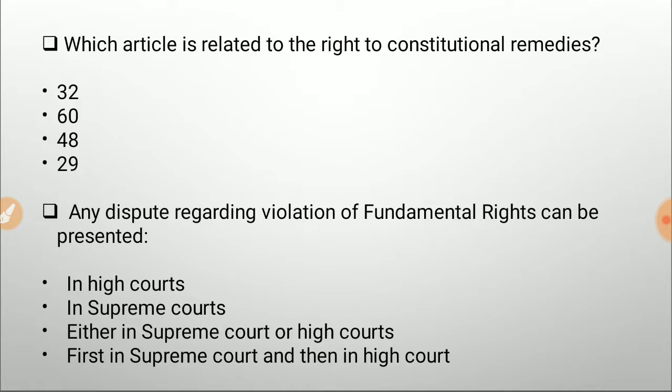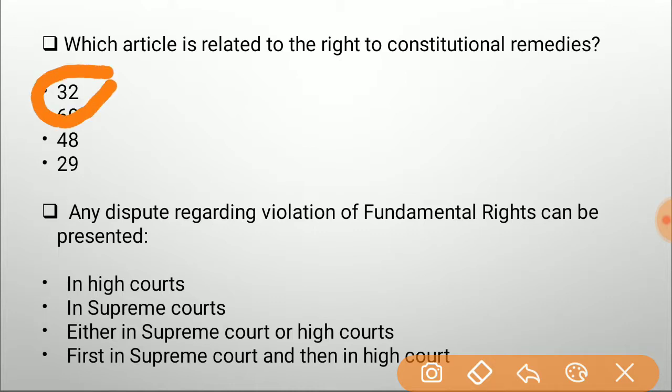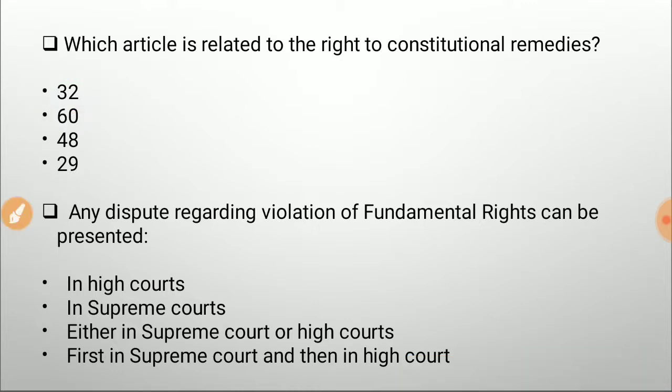Now, Article 29 is related to the protection of interests of minorities. Article 48 is related to the organization of agriculture and animal husbandry. Article 60 is related to the oath taken by the president. And correct, Article 32 is related to the right to constitutional remedies. It has been called the heart and soul of the Indian Constitution by the chairman of the drafting committee, Dr. B.R. Ambedkar.